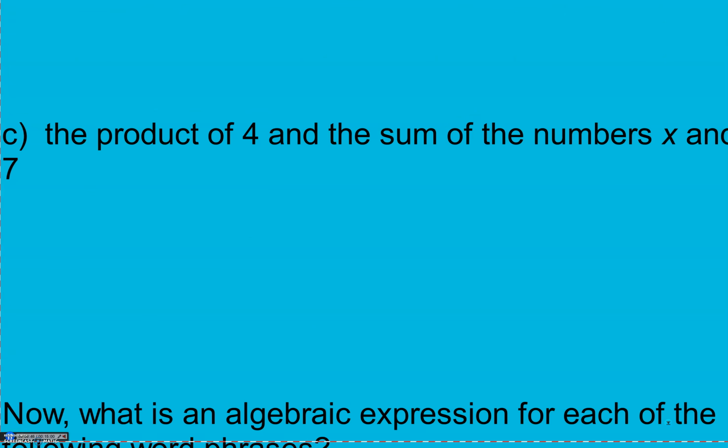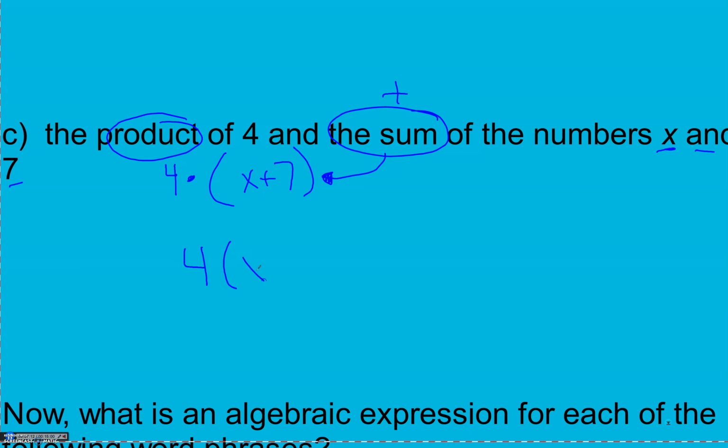Next, the product of 4 and the sum of the numbers x and 7. Product means we're multiplying, so we're going to multiply 4 times the sum. Sum means we're going to add. So 4 times the sum of x and 7. So x and 7 is our sum. And since we need to do that sum first, I'm going to put it in parentheses. So 4, parentheses, x plus 7. The product of 4 and the sum in parentheses of x plus 7. And we have to do that first, and the sum goes in parentheses.